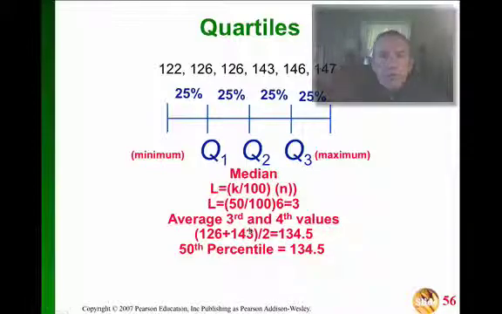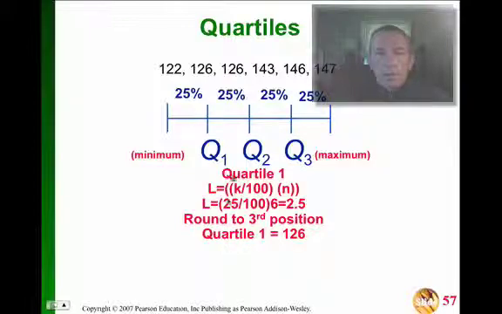Just as our rule on an even data set was to average the two middle numbers, our rule when the calculation gives a whole number for the locator value, no matter if it's Q1, Q2, or Q3, is to take the value at that location and the next value up. So in this case, it's 126 and 143.